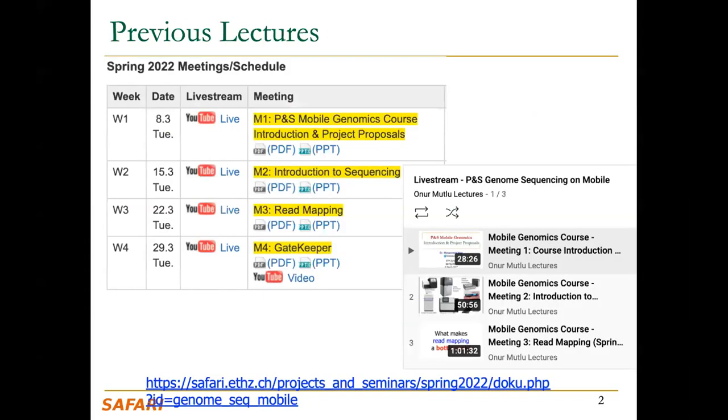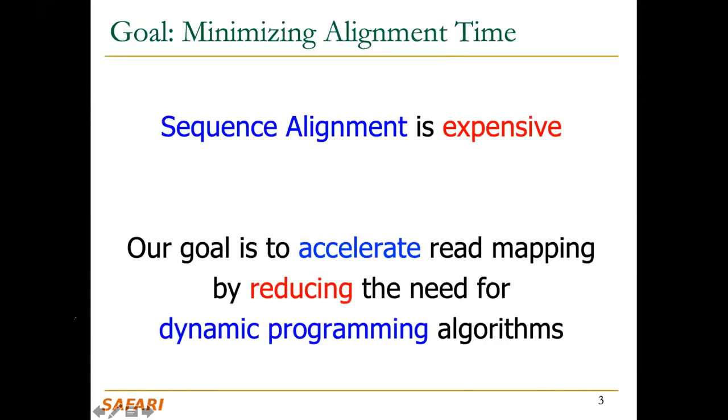And we will continue now with pre-alignment filters, of which we already explained three: GateKeeper, MAGNET, and Shouji. So remember from the previous three lectures that sequence alignment is still expensive, even until today. So our goal is to accelerate read mapping by reducing the need for dynamic programming algorithms.